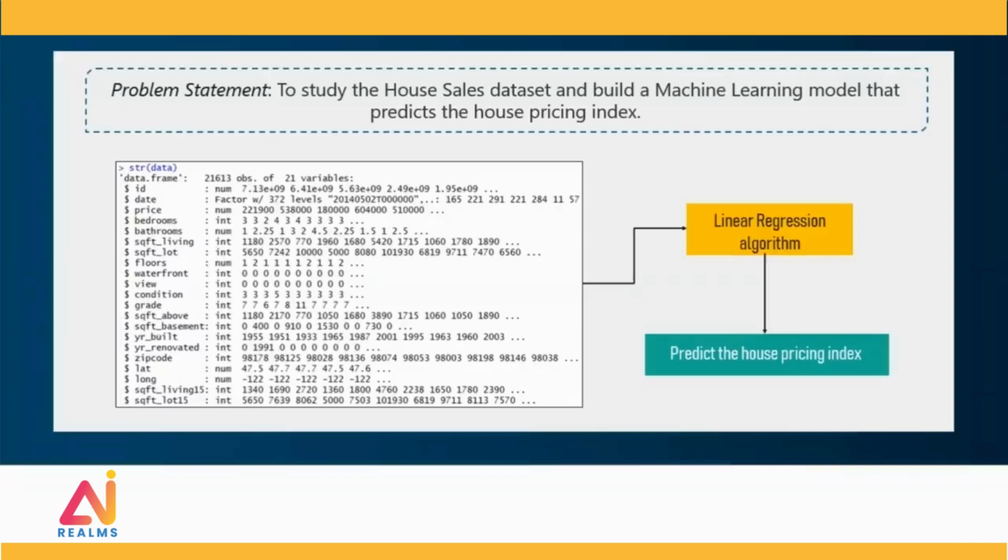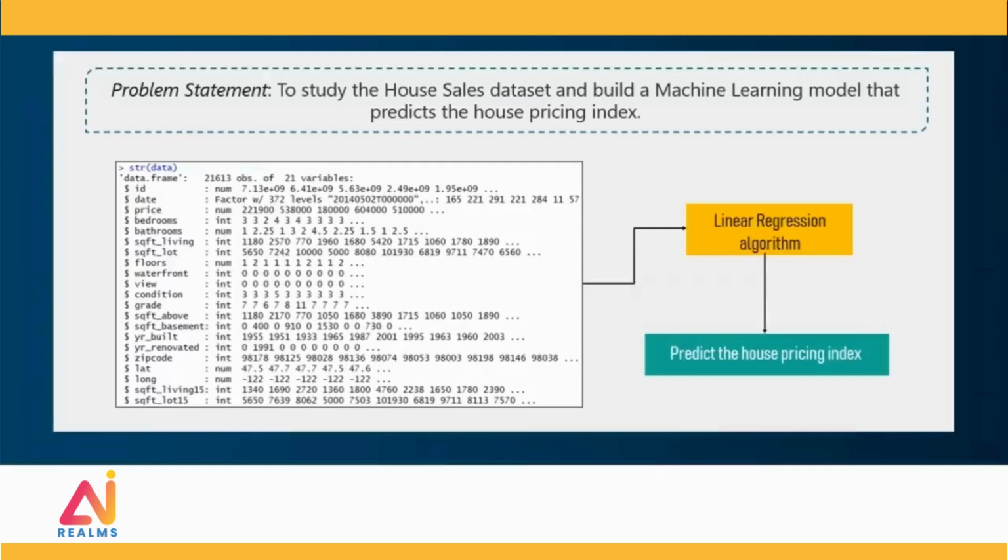Okay? Now, the problem statement in here is to study the house sales dataset and build a machine learning model that predicts the house pricing index. Now, the most important thing you need to understand when you read a problem statement is you need to understand what is your target variable. What are the possible predictor variables that you'll need? The first thing you should look at is your target variable, right? If you want to understand if this is a classification, regression or clustering problem, look at your target variable or your output variable that you're supposed to predict here.